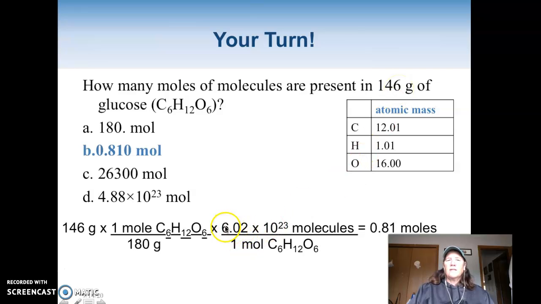This is wrong, you guys. This step shouldn't be here. It should click right here. I don't know why this is on here, but it'd be 146 over 1 mole. So I just take 146 divided by 180. Forget about this step, that's not supposed to be in there. And if you take 146 divided by 180, you'd get 0.18 moles.